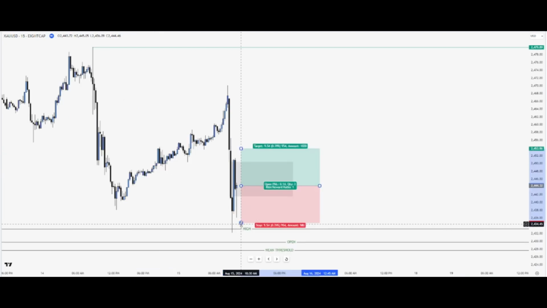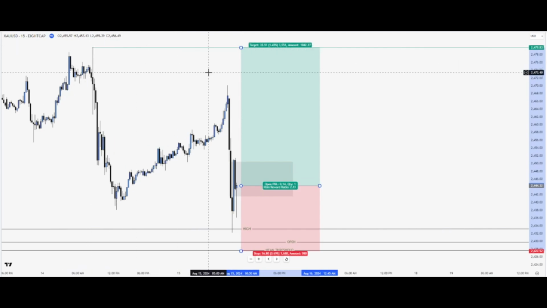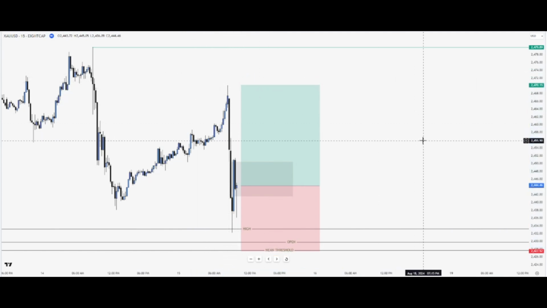Now we can frame our entry right here, putting our stop just below this particular mean threshold for a protective stop. So our first target can be this particular high, then our ultimate target, this swing high all the way to the buy side. So let's first aim for this particular swing high right here, which is our first draw on liquidity. So let's see what price does.